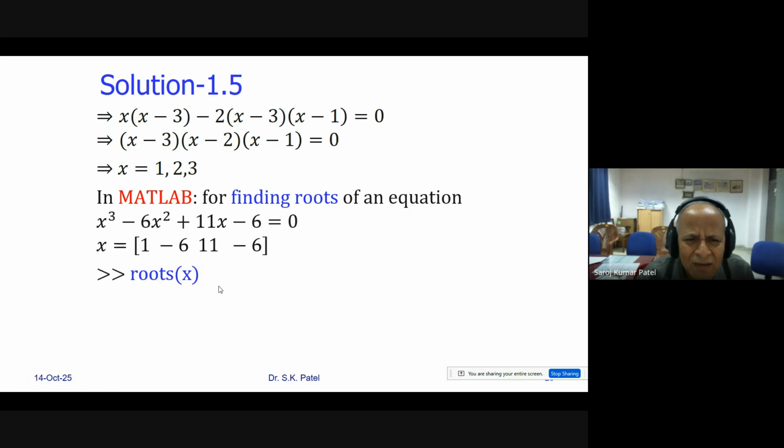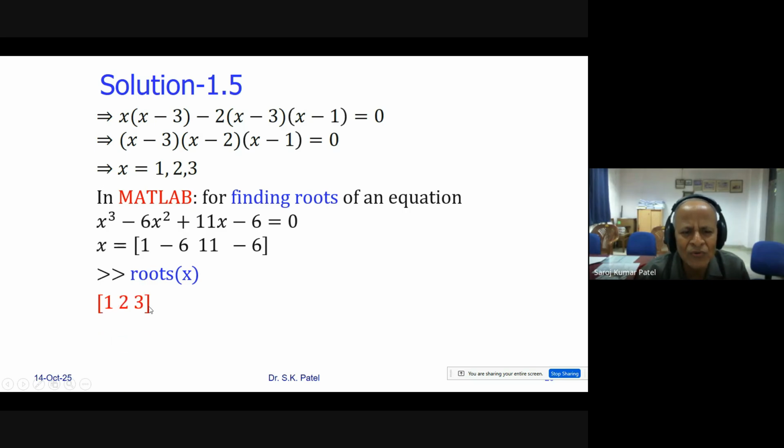Then in MATLAB, the command prompt is the double greater than symbol. Whatever you write down there is a command prompt. Here you write down roots, R-O-O-T. This is a command. Then square bracket, and then write down whose roots you have to find out. So this x, define it. Then bracket close. If you press enter, you will get the solution.